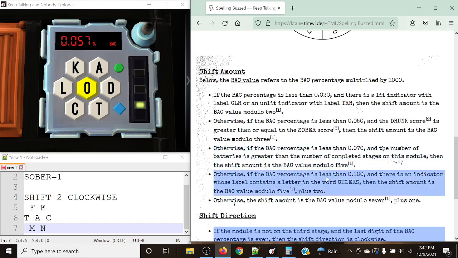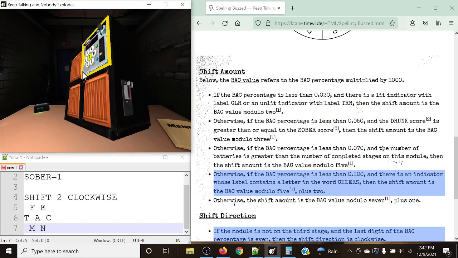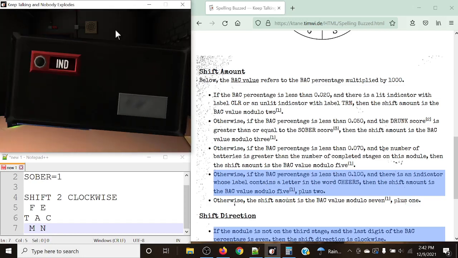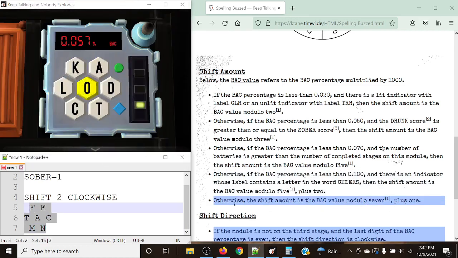Otherwise, if the BAC is less than 0.1, that is true, and there is an indicator whose label contains a letter in the word cheers, ironically enough from the Cheers show, let's find out. Cheers, I-N-D, nope, that is not true. And then otherwise, we're down to the last rule. The shift amount in the BAC value will be modulo 7 plus 1. So it's likely that we're not going to be using this value at all.